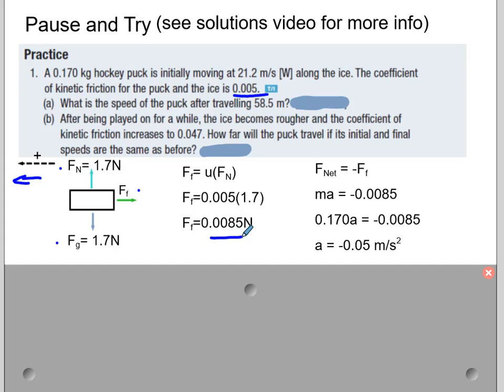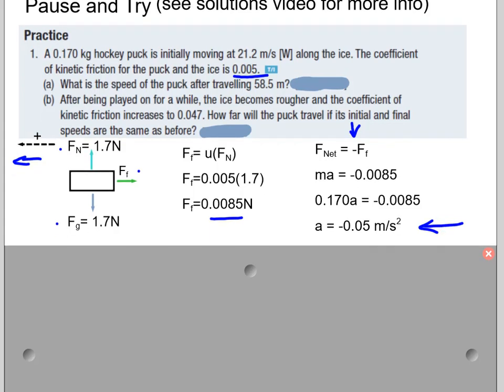Okay, I go to my F net statement just for horizontal direction, and the only force acting on this object is the force of friction, and again it's in the opposite direction, so it gets a negative value. Okay, I plug that in. The mass of the hockey puck is 0.170 kilograms. By the time I divide that out, I come up with an acceleration that's negative and 0.05 meters per second squared. The negative makes sense because it's opposing the motion. It should, in theory, slow this hockey puck down. So let's see the rest.